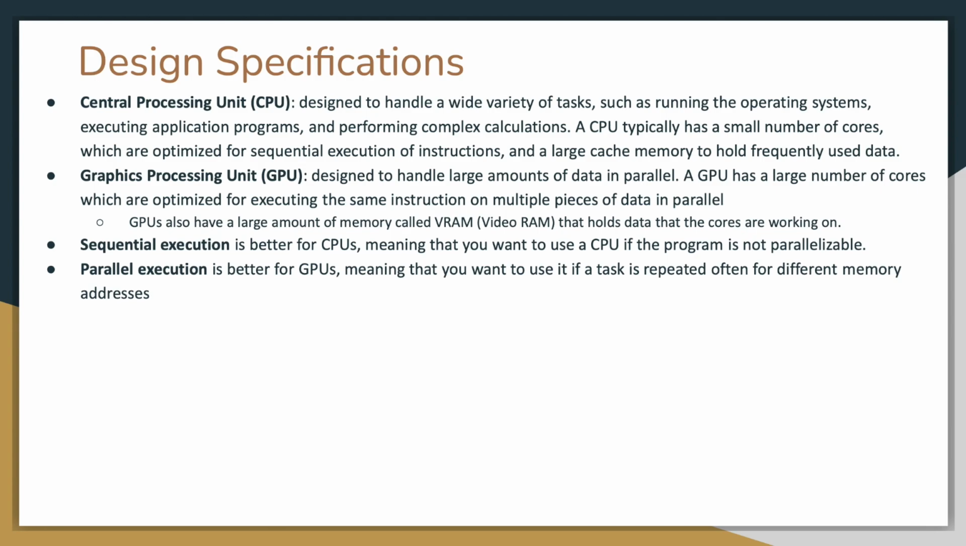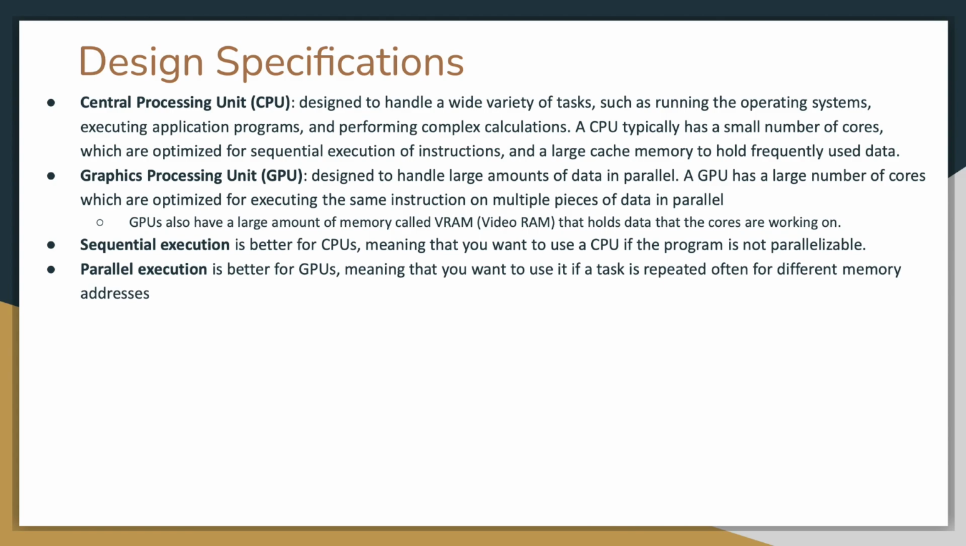On the other hand, graphics processing units, also known as GPUs, are designed to handle large amounts of data in parallel. A GPU has a large number of cores which are optimized for executing the same instruction on multiple pieces of data in parallel. GPUs also have a large amount of memory called VRAM, video RAM, that holds data that the cores are working on.